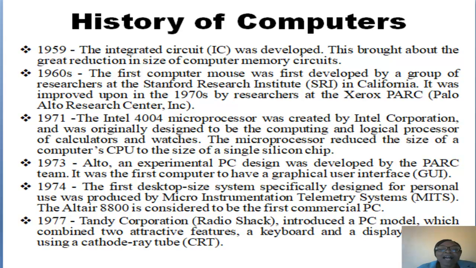In 1973, Alto, an experimental PC design, was developed. In 1974, the first desktop-sized system specifically designed for personal use was also produced by Micro Instrumentation Telemetry Systems. In 1977, Tandy Corporation, that is Radio Shack, introduced a PC model which combined two attractive features. And what are the attractive features? A keyboard and a display terminal using a cathode ray tube. That is our screen.